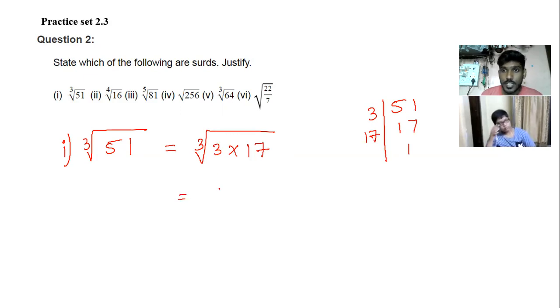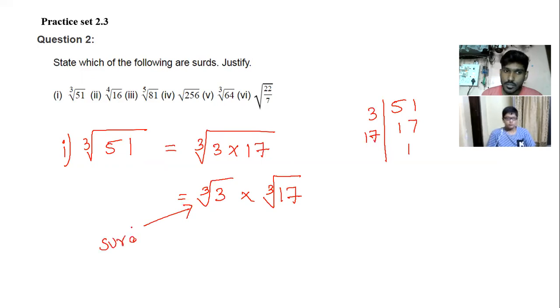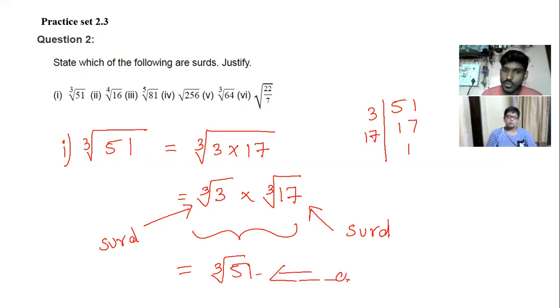And while multiplying, you can separate the roots. In this case, it is a cube root, so you can separate the cube root: cube root 3 into cube root 17. Now, cube root 3 is a surd, yes or no? Cube root 17 is also a surd. Both of them are surds, and when you multiply them, you will get cube root 51 back. Therefore, this is also a surd. Okay, so cube root 51 is a surd.